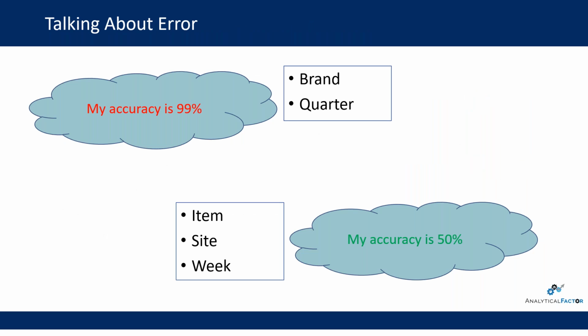Now, talking about error. I've been in plenty of conferences and plenty of meetings. Someone stands up and kind of puffs out their chest and says, our accuracy is 99%. If you've been around long enough, you know that's fishy. That's problematic. Chances are, if your accuracy is super, super high, you're probably not measuring the right thing. Then you'll ask some questions. So what are you measuring? Well, we're measuring dollar amounts by brand, by quarter.